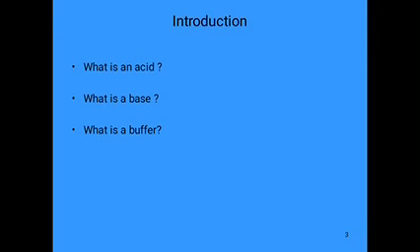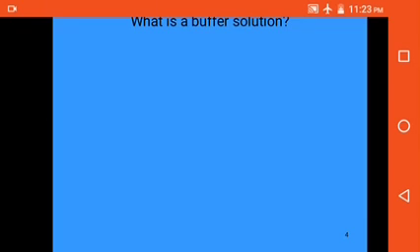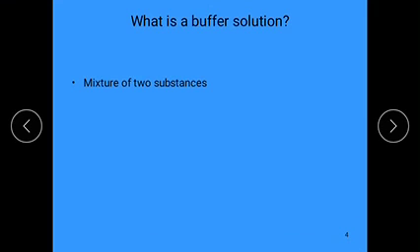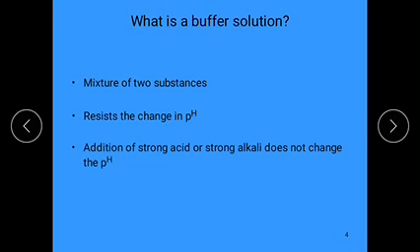Next we have to discuss what a buffer solution is. A mixture of two substances resists the change in pH. Addition of strong acid or strong alkali does not change the pH. When the two substances are added, they resist the change in pH, and with the addition of strong acid or strong base, the pH does not change.